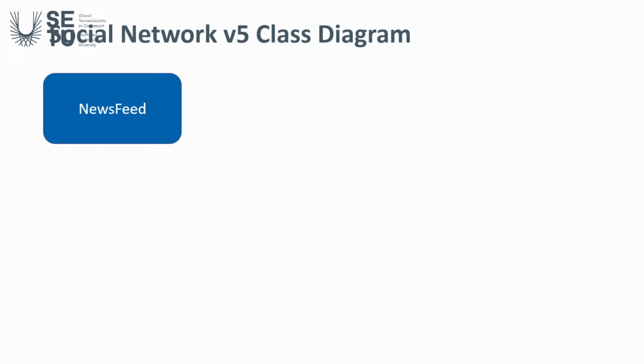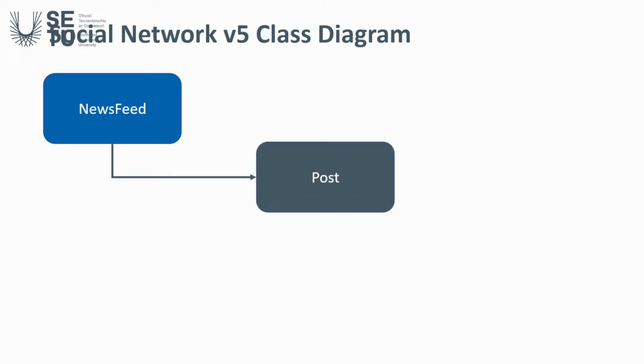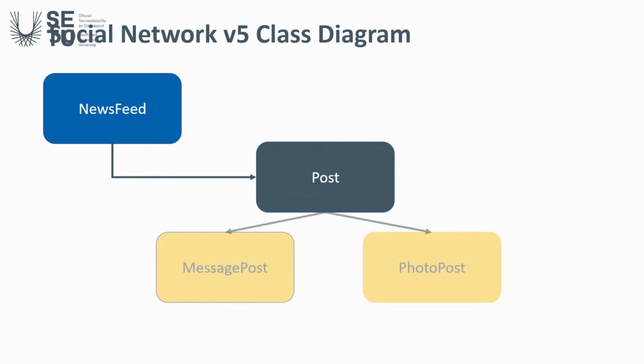So now we're going to have our newsfeed. Our newsfeed is going to have a list of posts, and each post can be a message post or a photo post. So we're going to introduce inheritance. We're going to have a class called post, a class called message post, and a class called photo post. Message post is a post, so it extends post. Photo post is a post, so it extends post.